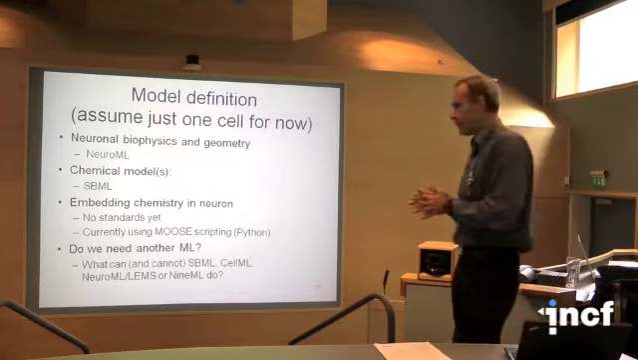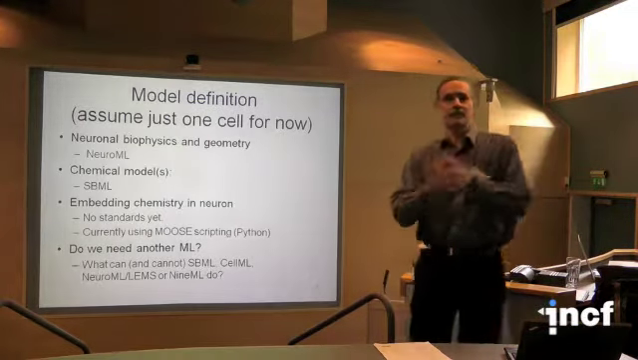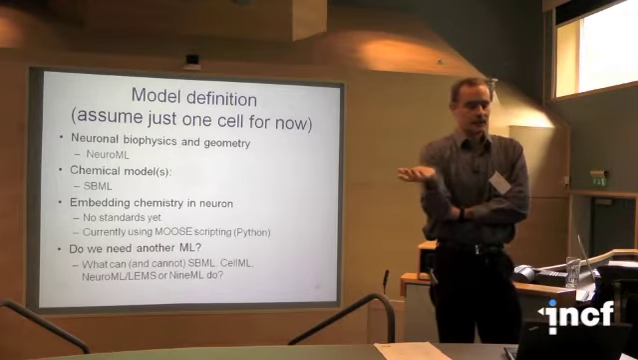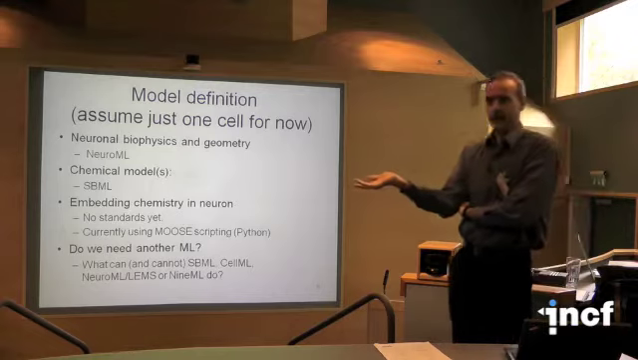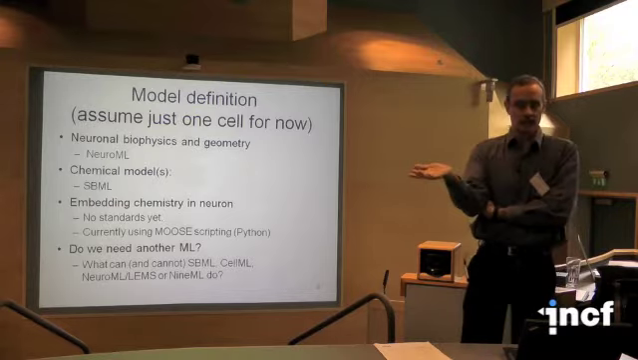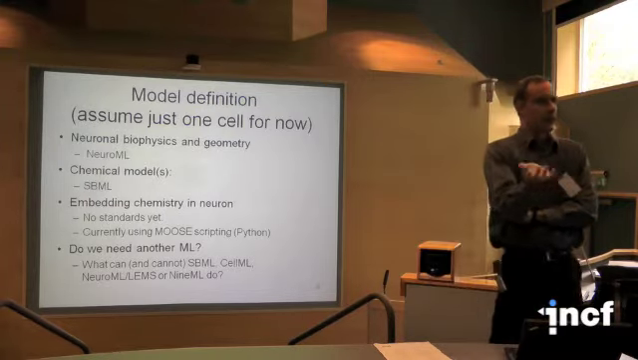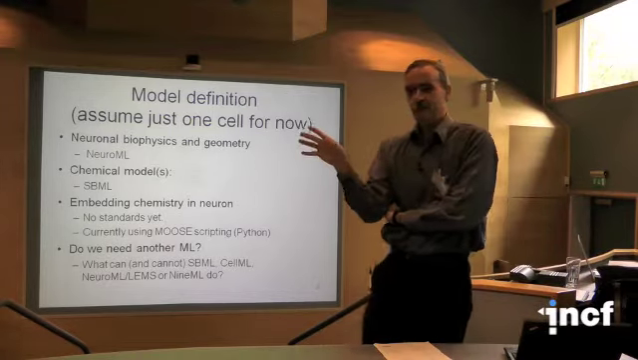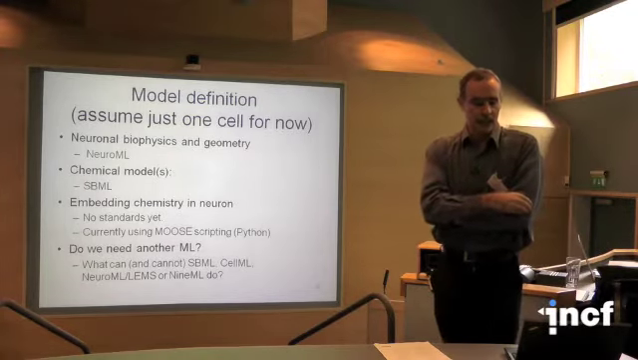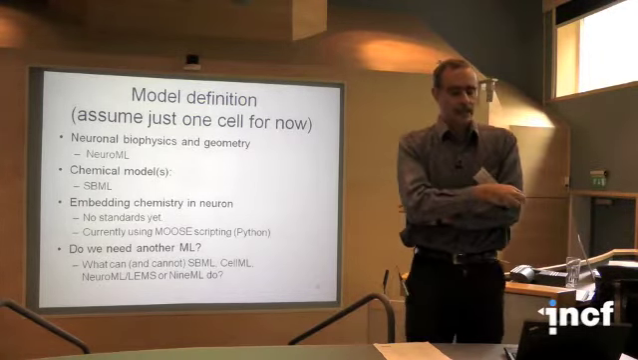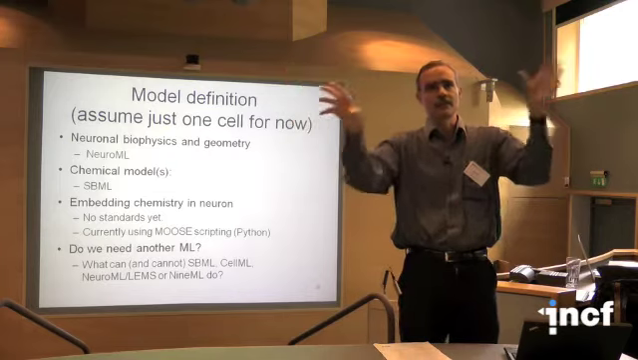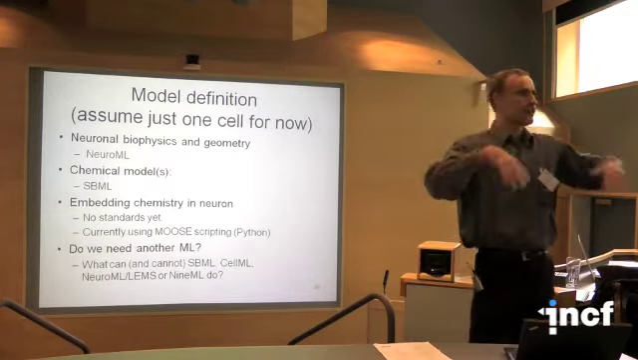Okay, so now how will you define your model? So start off, I'm not going to go to many cells, though in principle this could be extended that way. So you want to define neuronal biophysics and geometry. So NeuroML is currently the obvious place to go with that. For chemical models, you would probably use SBML, though there are alternatives. How do you embed chemistry in the neuron? Now, at this point, LEMS and other abstractions notwithstanding, there is no standard way to do this. At this point, what we're doing is, as I said, we just grab different models, and using straightforward Python scripting, we just say this goes here, this goes here, this goes here. This is not a standard.